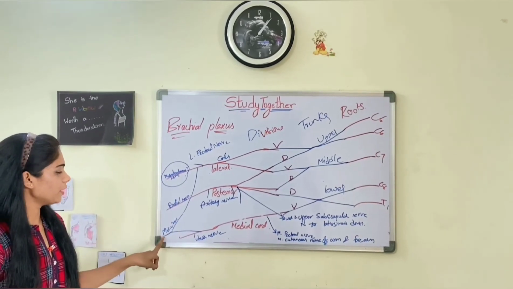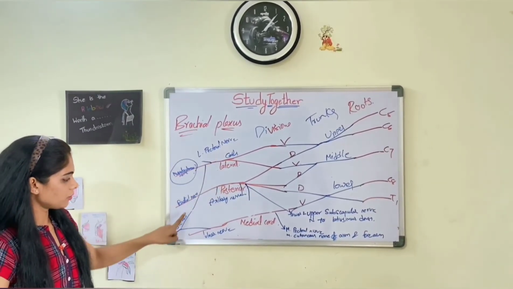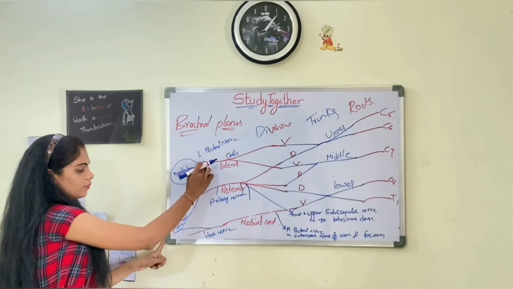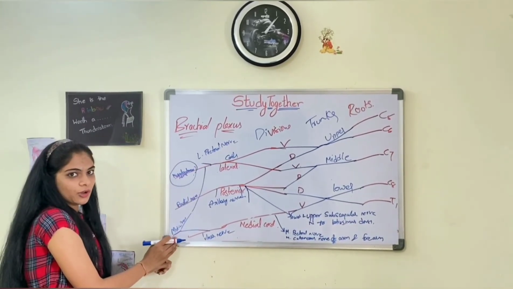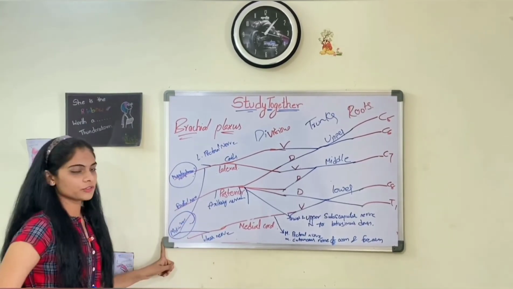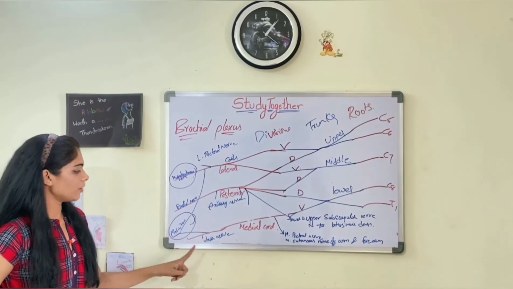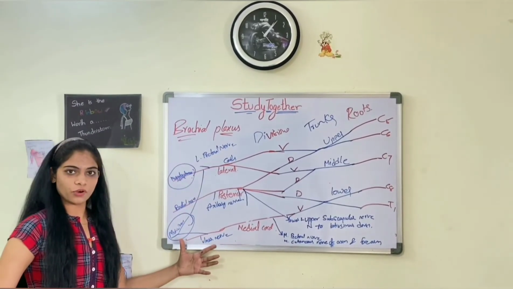Now coming to the median nerve, how is it formed? It takes the lateral branch of the lateral cord and the medial branch of the medial cord, which together form your median nerve. So the musculocutaneous nerve, radial nerve, axillary nerve, median nerve and ulnar nerve are the major nerves of your upper limb.